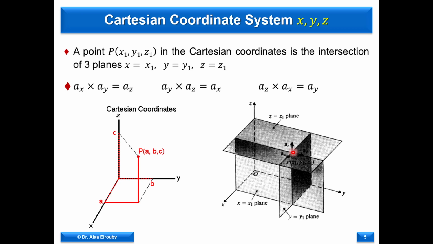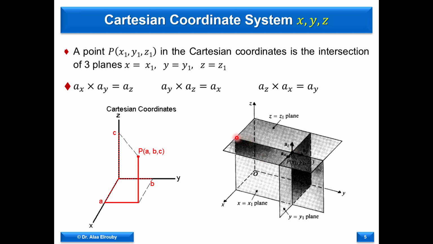Also, it's very useful to understand what is the intersection between two planes. So if I asked you what is the intersection between plane x equal x1 and y equal y1, we'll find this line. All the points on this line have x1 coordinates and y1 coordinates. The only variable would be z. So the intersection between the two planes will be a line. The intersection between the three planes is a point.